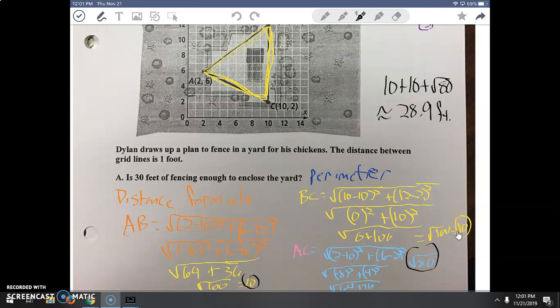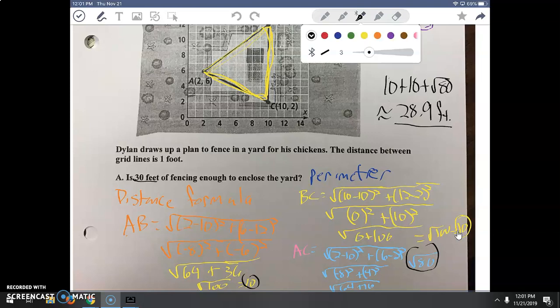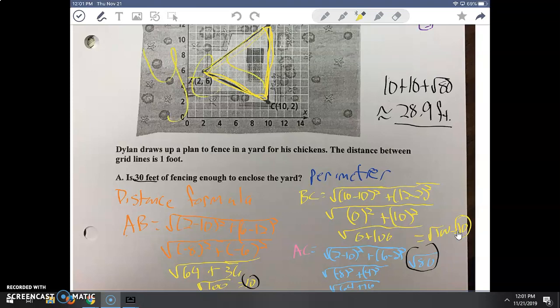Okay, so the question is, he has 30 feet of fencing. Is that enough to enclose his yard? He has 30, 28.9 is how much is needed. So this will be a giant yes. Yes, this will be enough for Dylan here.